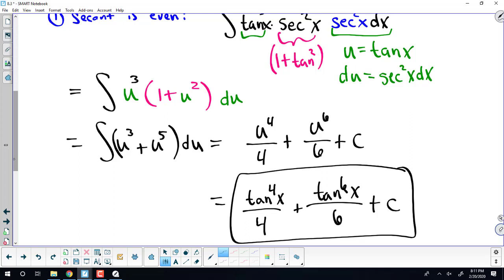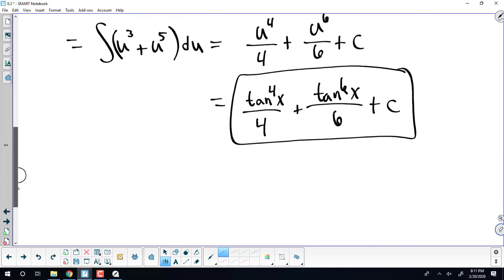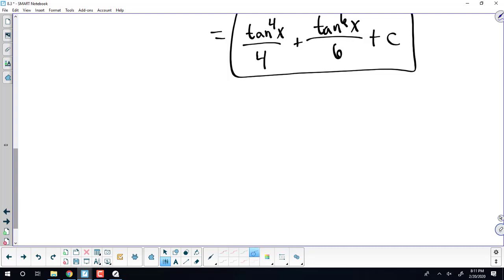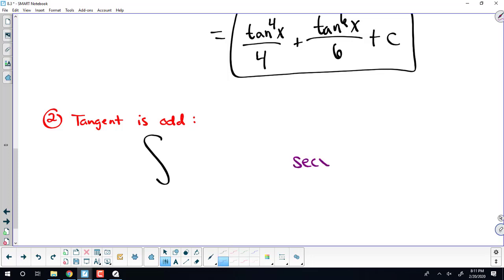Secant even, split off a secant squared. The other procedure is if tangent is odd, then we're going to split off a secant times a tangent. Virtually the same procedure as with sines and cosines. It's just depending on which one's even or odd. With secant and tangent, you've got a different thing to split off. So we're splitting off a secant tangent here with our dx.